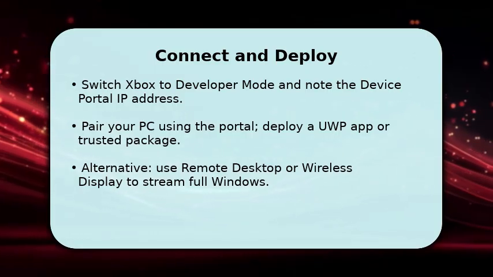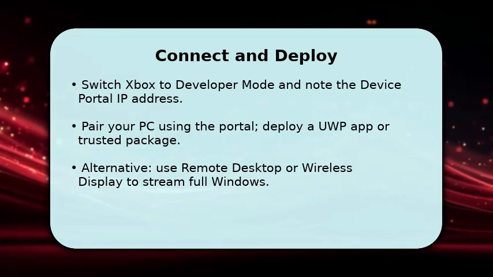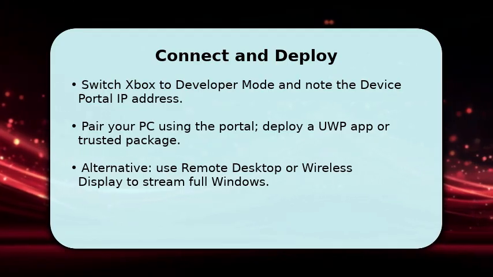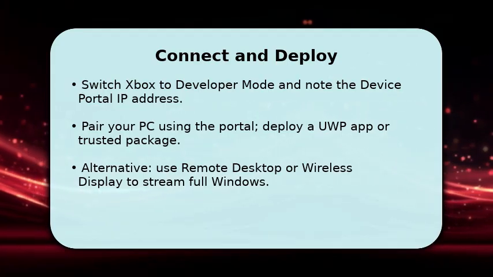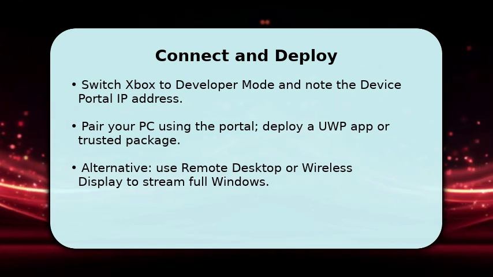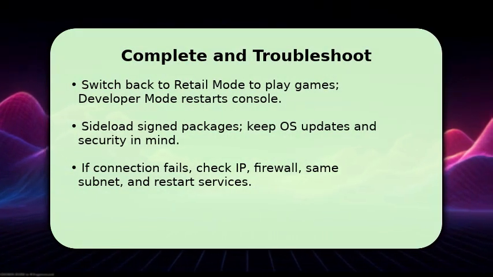If you need actual Windows UI, instead stream your Windows PC using Remote Desktop or the Wireless Display app on Xbox. This gives you full Windows interaction without modifying the console. Finish by testing the deployed app, then switch between developer and retail modes as needed. Remember, retail mode is required for standard gaming.